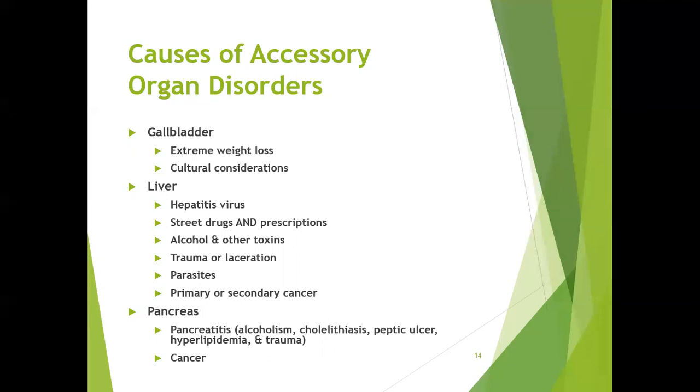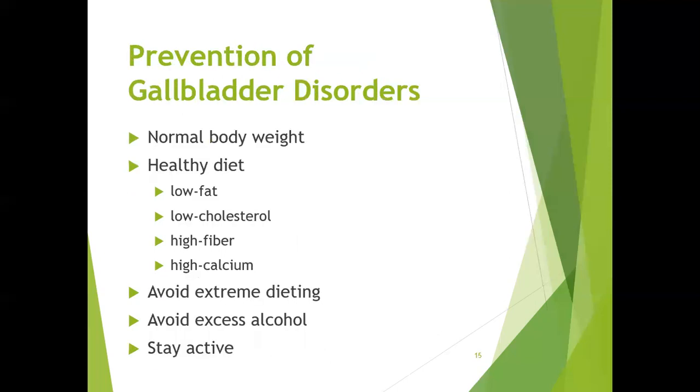The pancreas can also have organ disorders. Pancreatitis is the most common pancreas disorder, and it can be caused by alcoholism, cholelithiasis, peptic ulcers, hyperlipidemia, or trauma. Additionally, pancreatic cancer can be a cause of pancreas disorder. And pancreatic cancer is especially brutal. It is a very deadly cancer and it works very quickly, unfortunately.